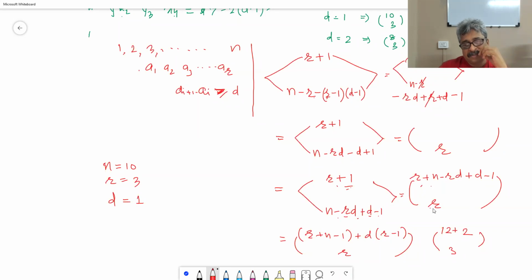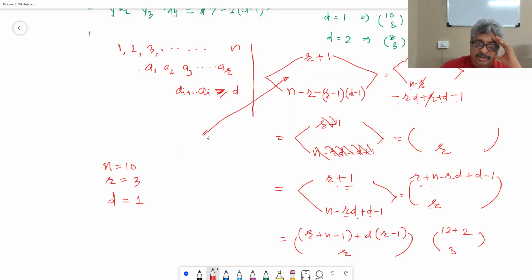Sir, in the second and third step, I think there's a difference in the sign. In the second, it's minus d plus 1, so that was wrong. See, r plus 1, choose n minus r minus rd plus r plus d minus 1. This is correct. Let me cross check whether my answer comes at this stage. Otherwise, we are making a mistake here itself.